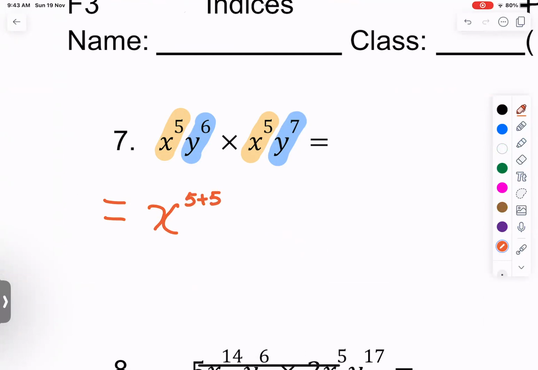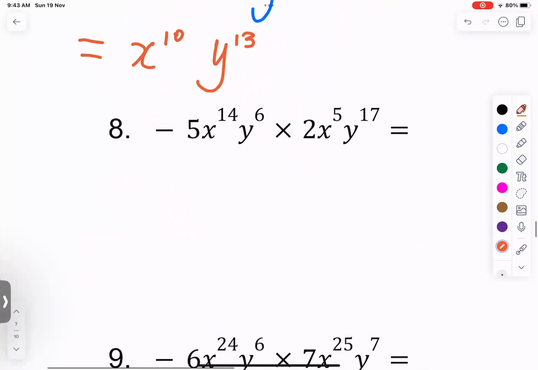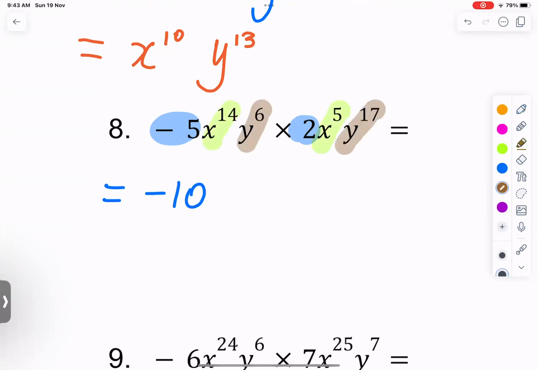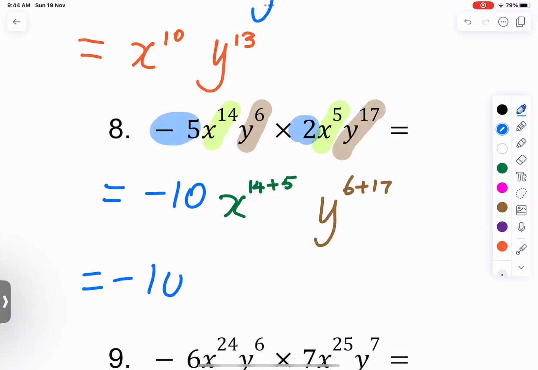What is 5 plus 5, guys? What is 6 plus 7 again? 10. And then 6 plus 7? 13. Good. And then again, are there any numbers? Deal with that first. Negative 5 times 10, negative 10. And then x's with the x's, y's with the y's. 14 plus 5 is 19, and 6 plus 17 is 23. Okay, good.